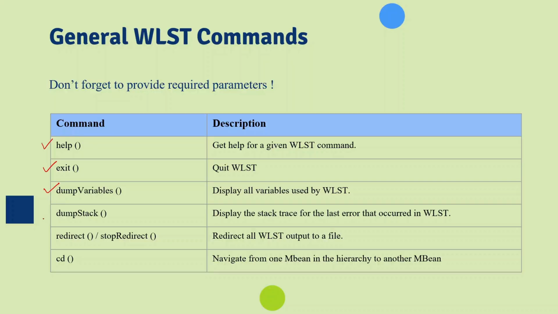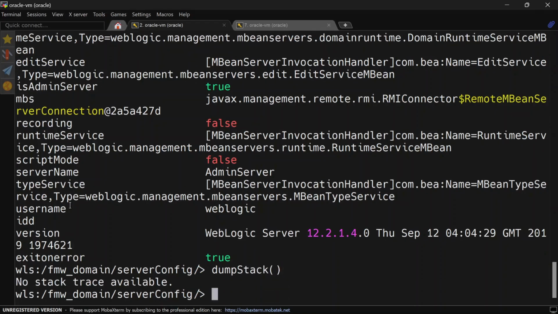Next is dumpStack, which displays the stack trace for the last error that occurred in the WLST. So let's run that as well. And there is no stack trace available because there were no errors.